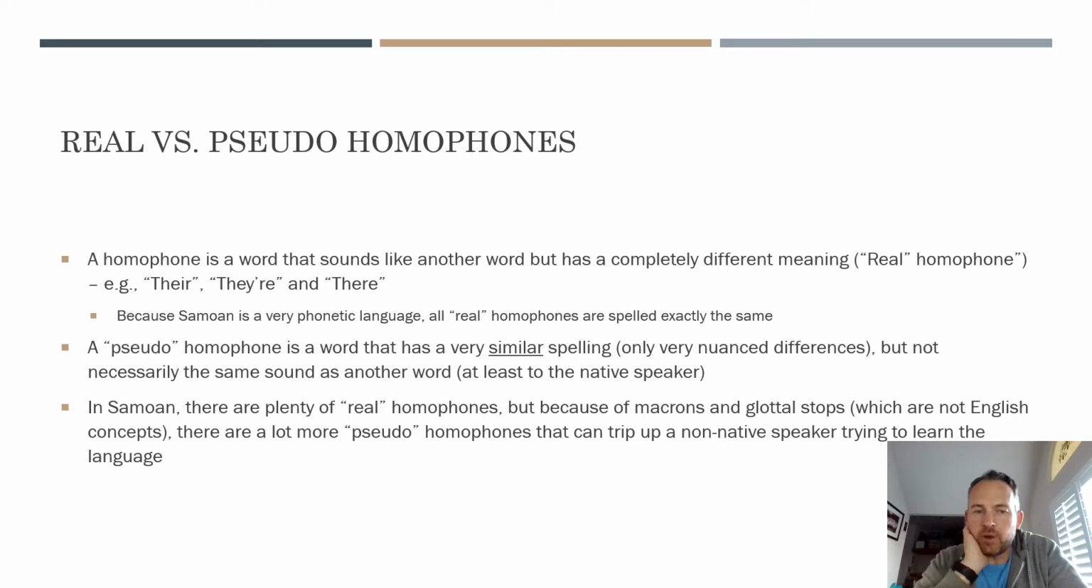I'm making up a term called pseudo-homophone. And this is really where a word might have similar spelling, not the exact same spelling, and the pronunciation might be similar, or it might sound the exact same, at least to a non-native speaker, but are actually different sounds, at least to a native speaker. They can appreciate that. And really, in Samoan, there are definitely regular real homophones, and there's a bunch of pseudo-homophones, and this is introduced because Samoan has things in its alphabet that really just don't exist in English. Mainly those are glottal stops, which again, I'll show you examples of.